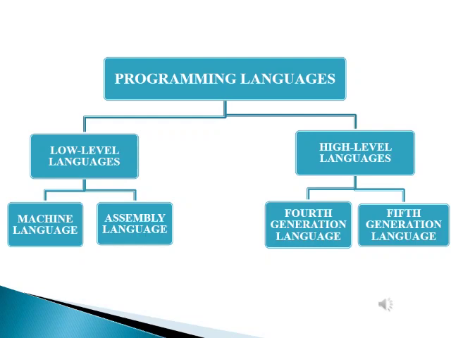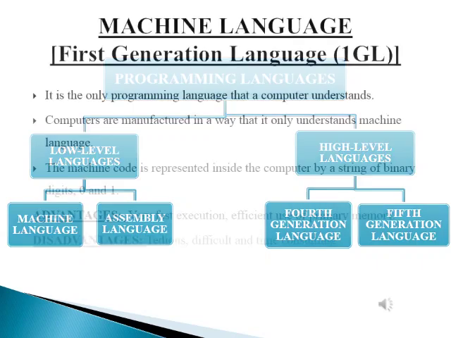First is low-level languages, the second is high-level languages. Again, the low-level languages are of two types: first is machine language, second the assembly language. Also, the high-level languages are classified into two types: first one is the fourth generation language, the second one is the fifth generation language.